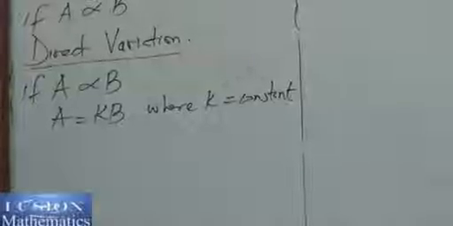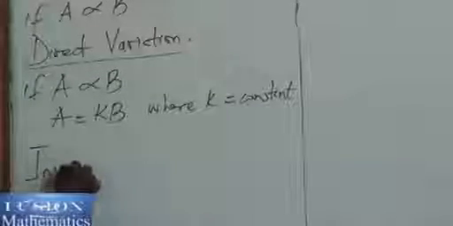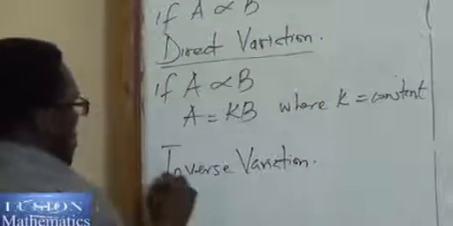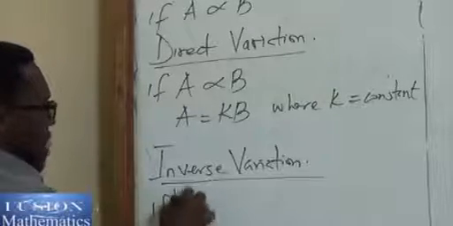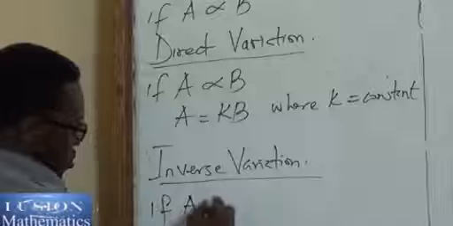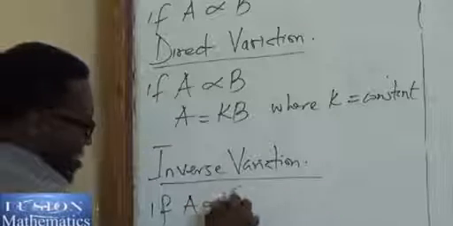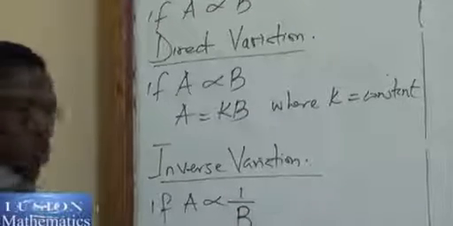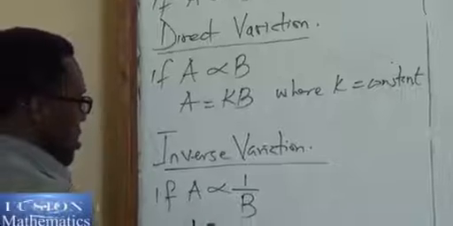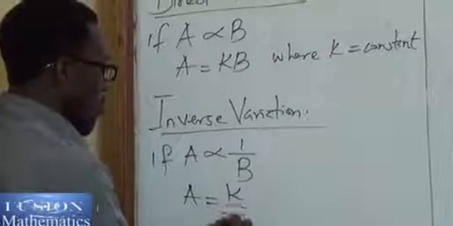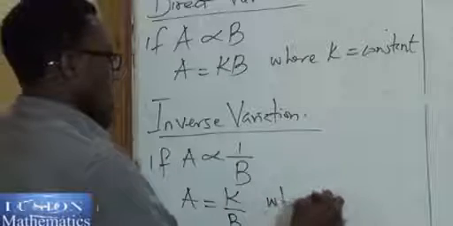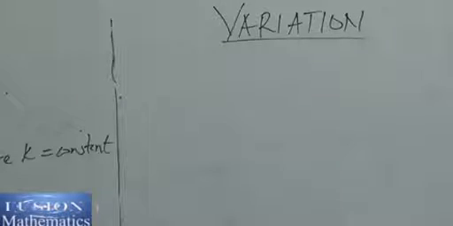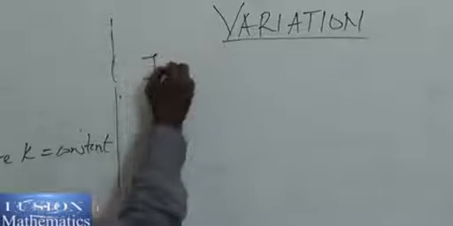For the next type, we have what we call the inverse variation. For inverse, if we have A varying inversely as B, we write it this way: A varies inversely. That is, you put it in a fraction, 1 all over B. Then you introduce a constant also. So you have A equals K all over B, where K is a constant.